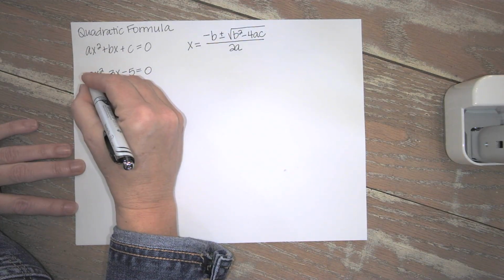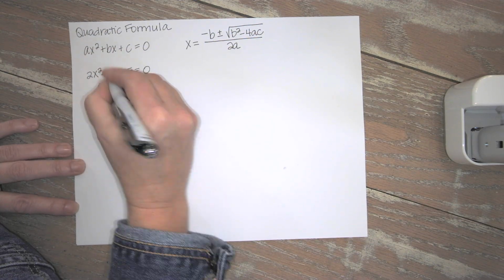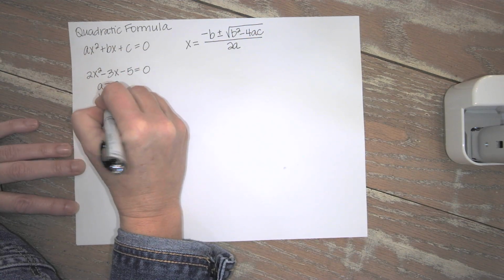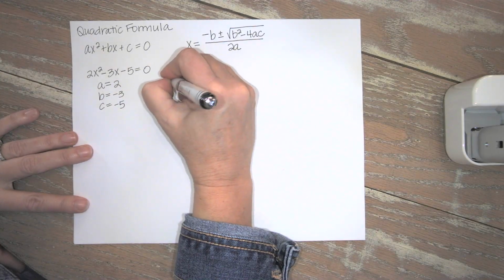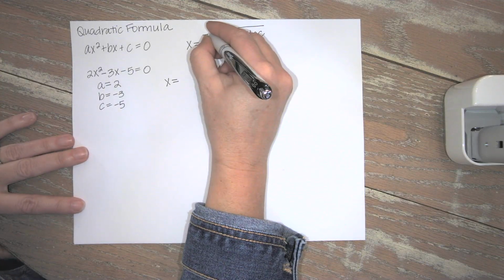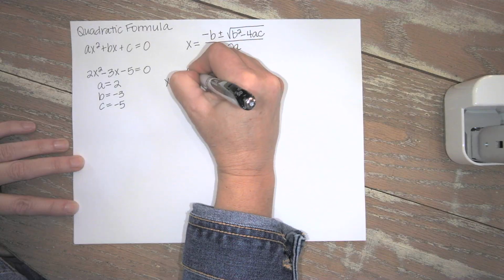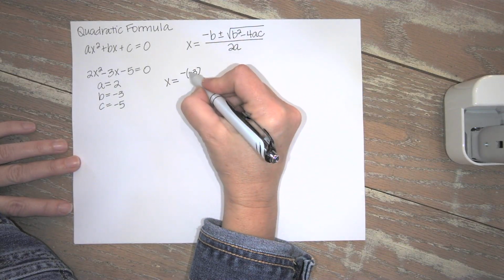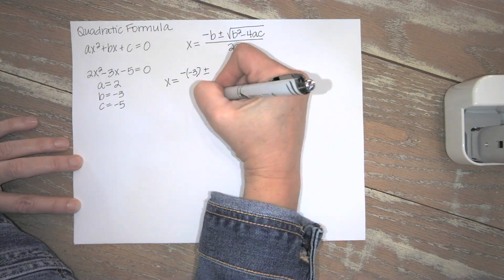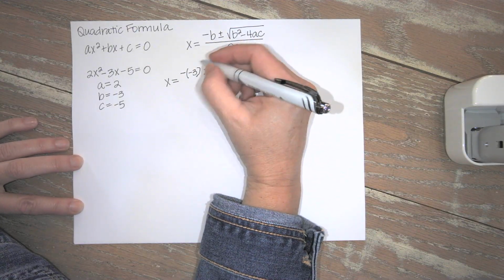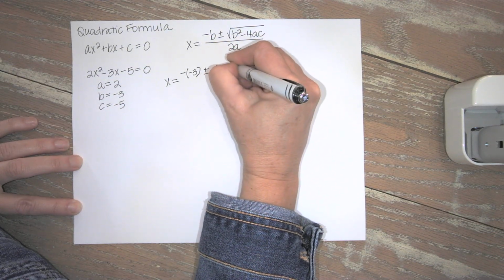A is the coefficient in front of the x squared term, so a is 2, b is negative 3, and c is negative 5. So we're going to take those values and plug them into this formula. So the opposite of b, some people say negative b, and b is negative 3, so the opposite of negative 3 is going to end up being positive 3, but I'm just going to go ahead and write out my work for now. The opposite of negative 3 plus or minus negative 3 squared.